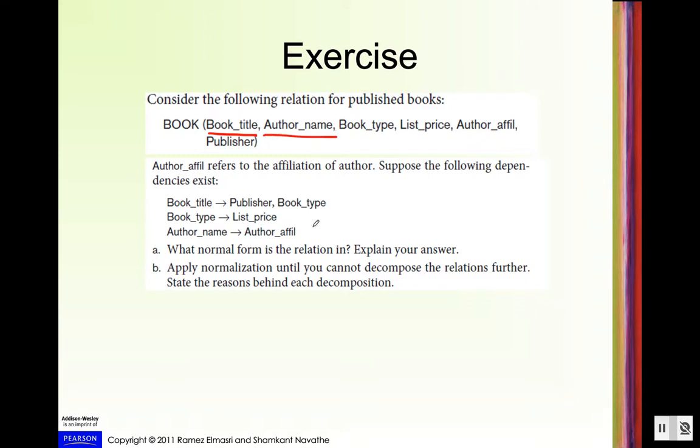Now I'm going to ask you to do this by yourself. Just follow all the steps. First check whether it violates first normal form. First normal form testing is easy. Then check whether it is in second normal form, and if not, decompose the relations. Then check each of the decomposed relations for violation of third normal form. Please do that. We are going to talk about the solution in the next class.